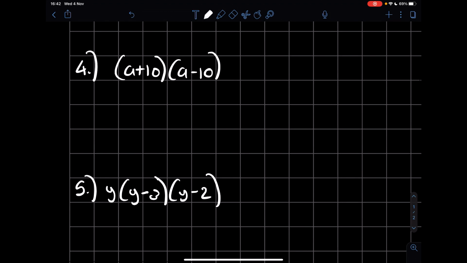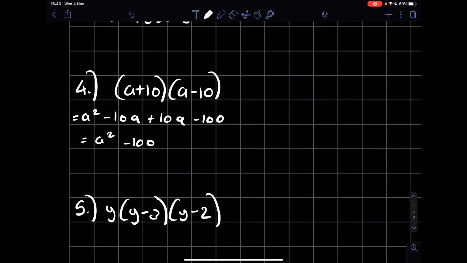Fourth one. a plus 10 times a minus 10. You get a times a is a squared, and then a times minus 10 is minus 10a, and then you have 10 times a, which is 10a, and then you have 10 times minus 10, which is minus 100. The 10a cancels with the minus 10a, so you just get 0, and then you just get a squared minus 100.